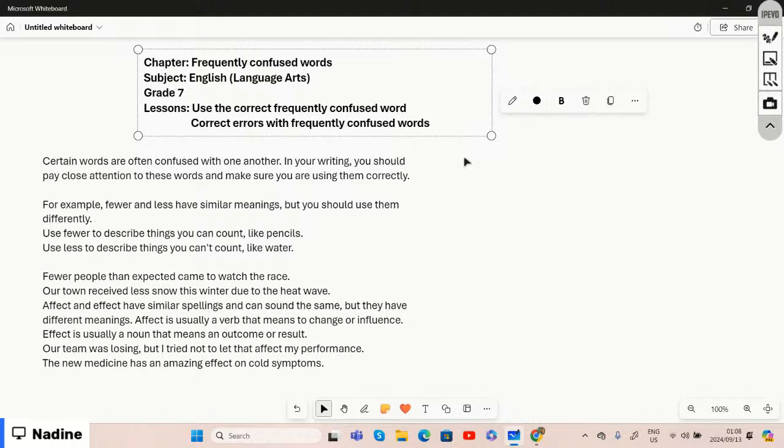All right. So once again, we have certain words that are often confused with another word. And when you are writing, for example, essays or paragraphs or just writing in general, then you need to pay close attention to the words and make sure that you're using these specific words correctly, especially those words that have another word that either looks the same or sounds the same.